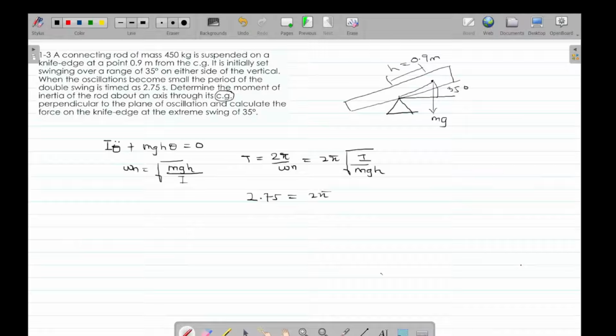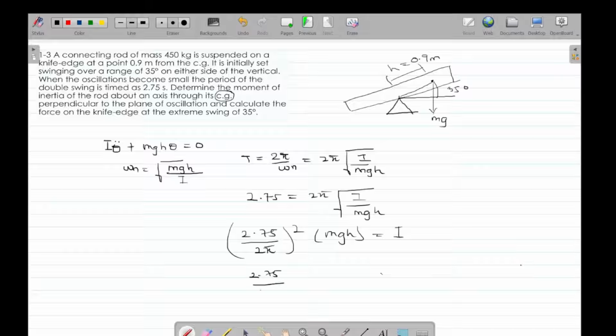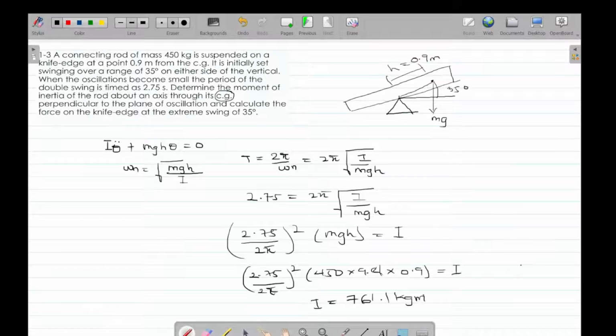So we have 2.75 equal to 2 pi square root of I over mgh, which implies 2.75 over 2 pi, all squared, times mgh is equal to I. So we have 2.75 over 2 pi all squared multiplying 450 times 9.81 times 0.9 equals I. So we have I equal to 761.1 kilogram meter squared.